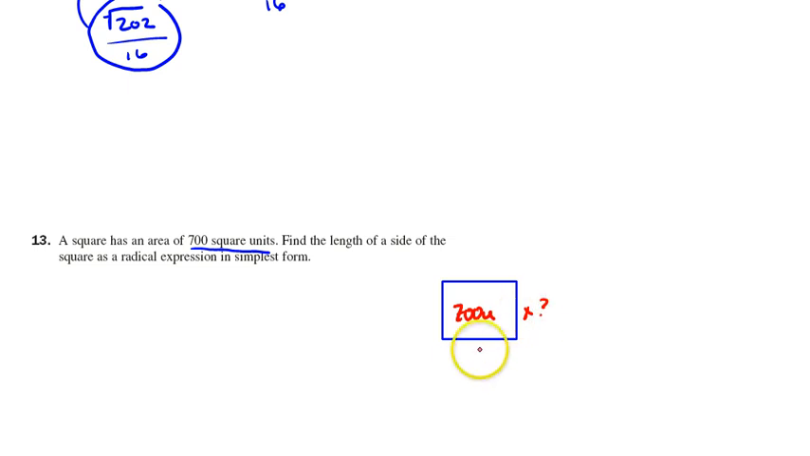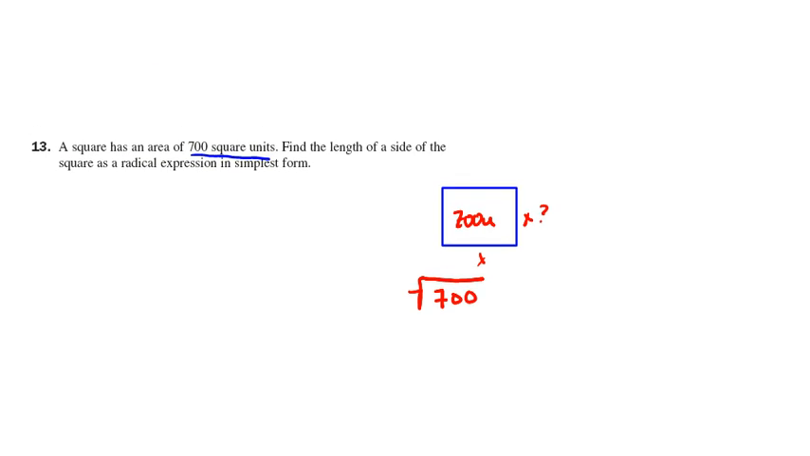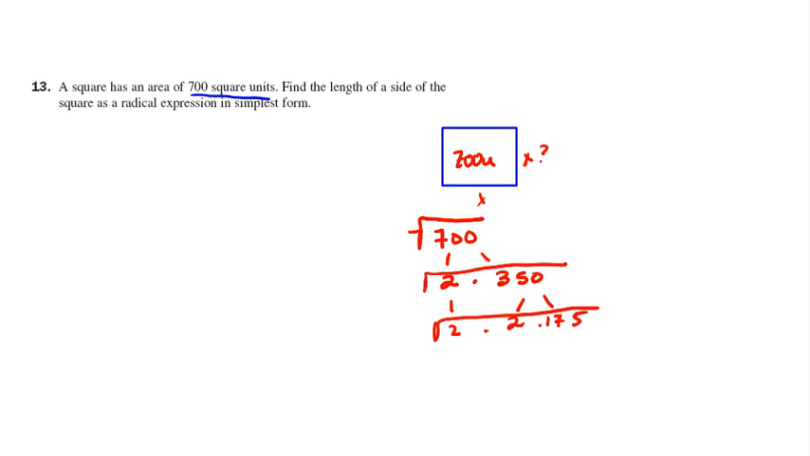Right? Well, I know that my side times my side will give me 700, so I'm looking for the square root of 700, and I need to simplify this. Okay, I'm going to start by factoring it out. I know that I can factor 700 as 2 times 350, and I know I can further simplify it as 2 times 175. So now I have 2 times 2 times 175, which when multiplied all equals 700.